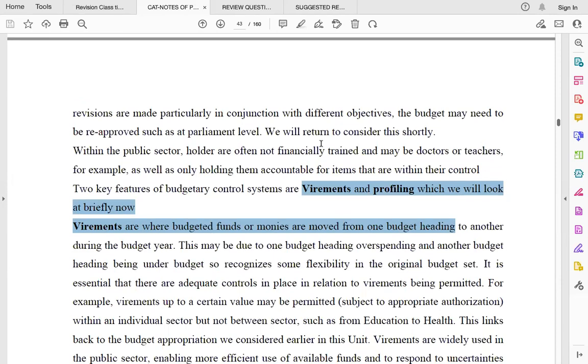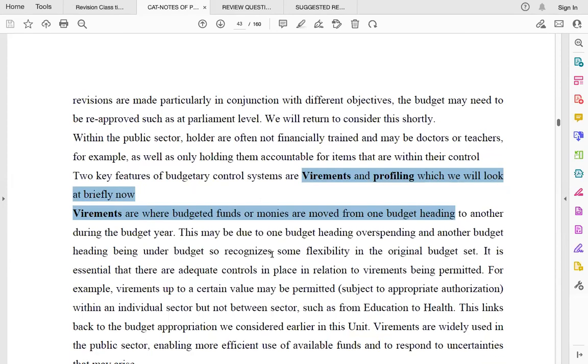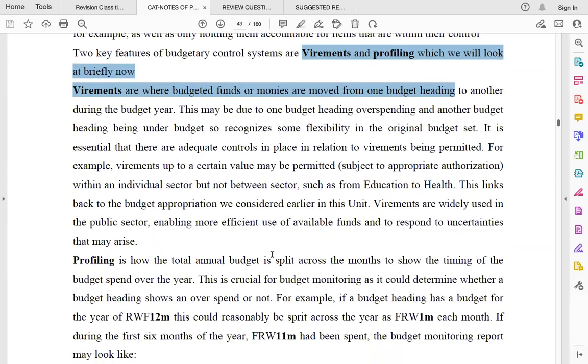Because virement is where budgeted funds or money are moved from one budget heading to another budget heading during the budget year. This may be due to one budget heading overspending and another budget heading being under budget. You may take some money from construction and put it on salaries, for example. In COVID-19, we may find that the money for mission allowances can be reallocated to the purchase of laptops for people to work from home. That's what we call virement or budget reallocation, relocating money from one budget heading to another.